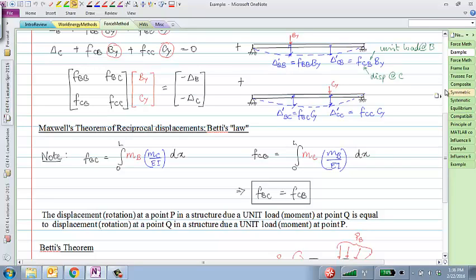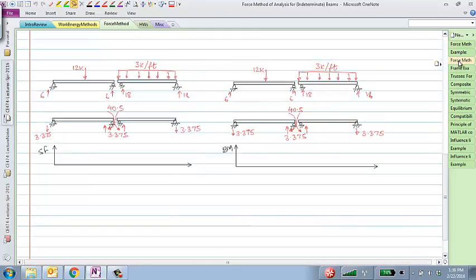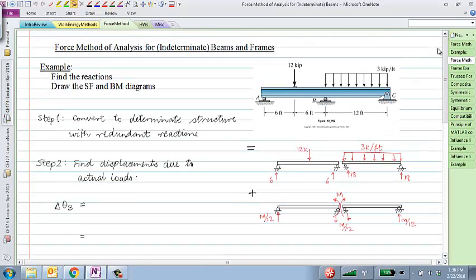Okay, so let's do a couple of examples on this force method. So here's one. Here's a continuous beam with supports A, B, C. Clearly, it is indeterminate with a degree of indeterminacy of how much?